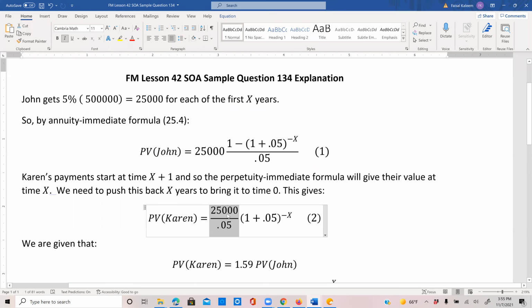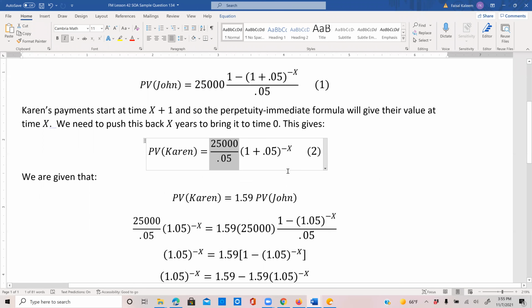In order to pull it back from X to 0, we multiply it by 1 plus I to the power negative X, because there are X years between 0 and X, and the interest rate is 5%. And then we set the present value of Karen equal to 1.59 times the present value of John. That's what they tell us in the problem. And we just use equations 1 and 2 for that.